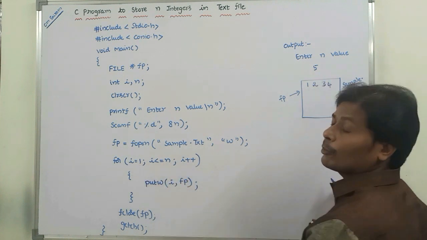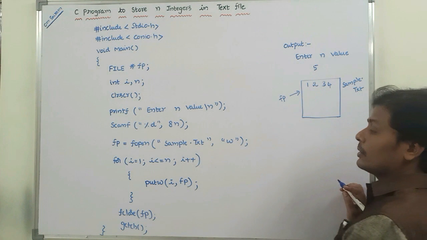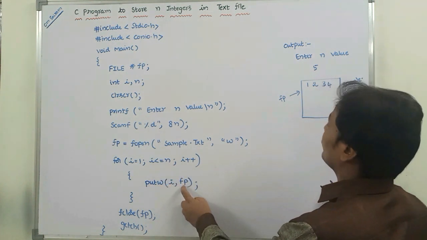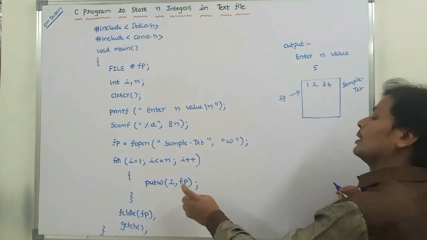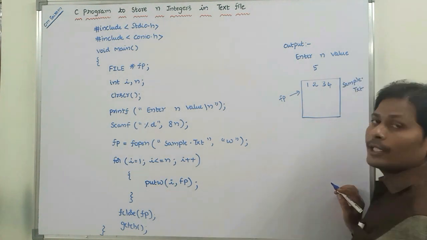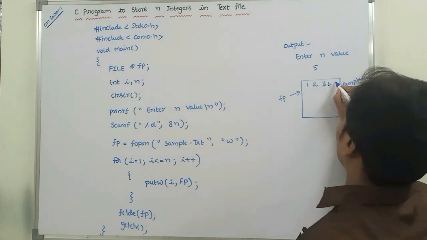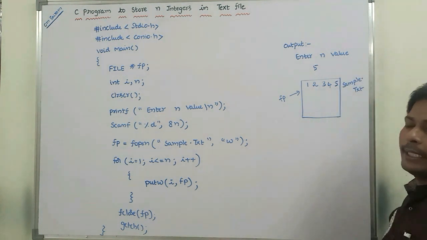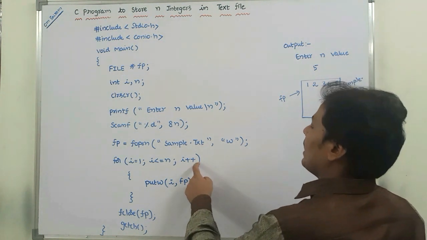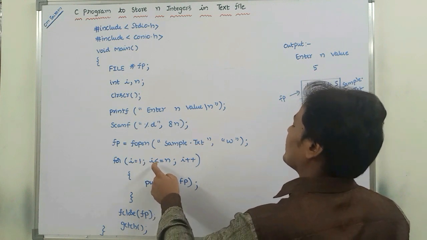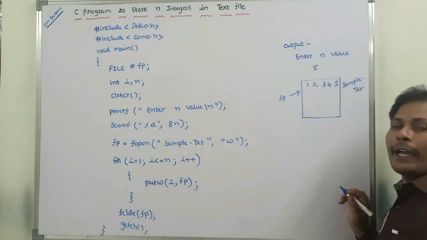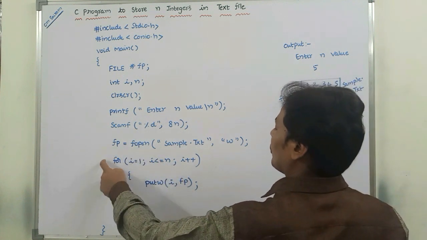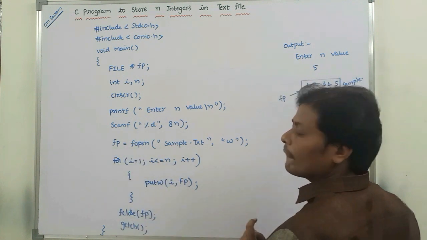Next the i value is incremented to 5. 5 less than or equal to 5. Condition true. The control goes to the body of the for loop. 5 is written into the sample.txt file using the putw function, pointed to by fp. Next the i value is incremented. The i value is 6. 6 less than or equal to 5 is false. Whenever this condition is false, the control goes to the next statement after the for loop.